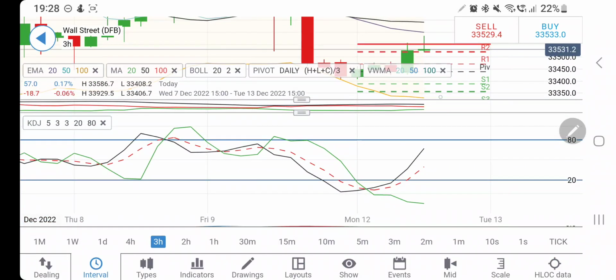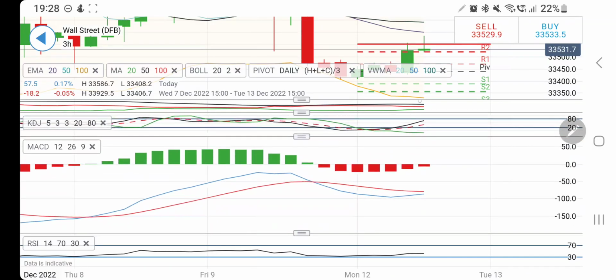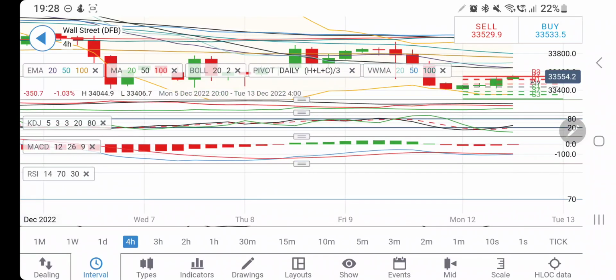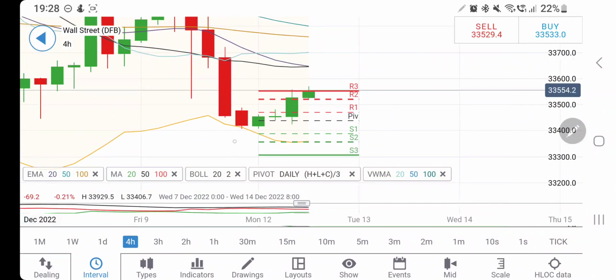Directional movement, bearish trying to converge. The stochastic was trading oversold, now looking upwards. And if you look at the MACD, this was bearish so far, trying to converge for a crossover for a bullish move. RSI is trading flat. And now look at the 4-hour charts.